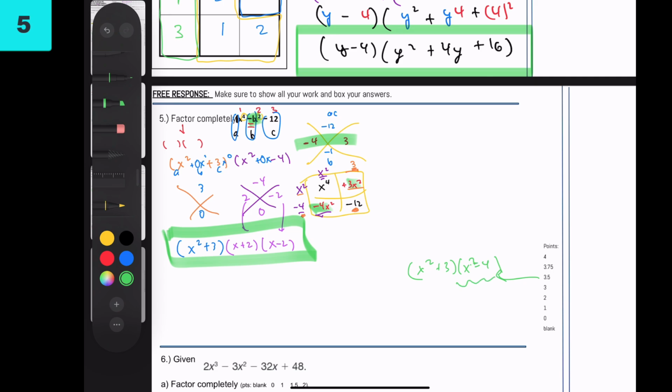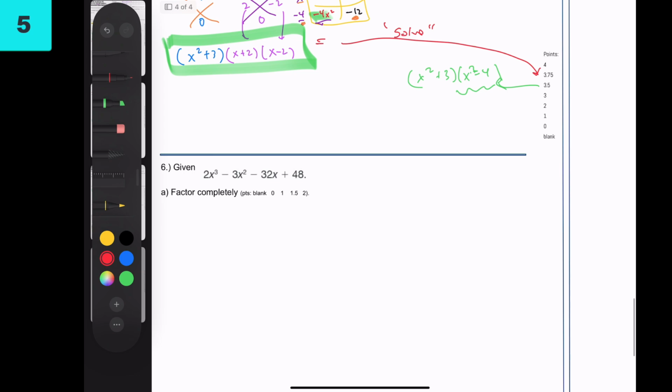Another common mistake was if you took this and then you set them equal to 0, that's bad. So I only gave you 3.75 because you were trying to solve, and this one actually says to factor. Okay? Number 6.